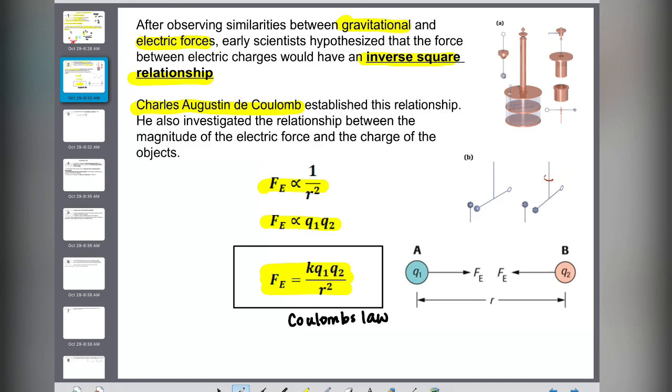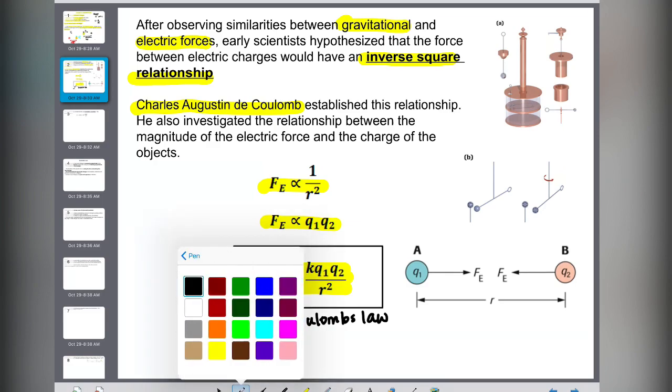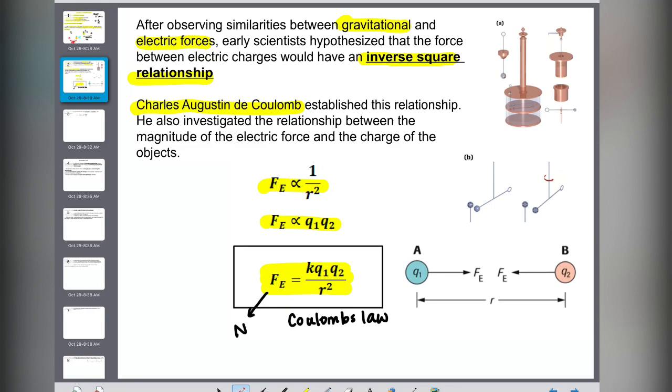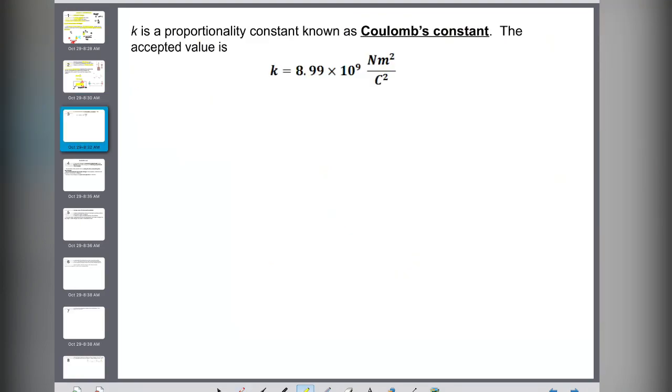Okay, studying it a little bit. Fe is measured in newtons. The Q's are measured in coulombs, as we talked about. Distance is measured in meters. Now if you take a look at the k, it is a constant again, very similar to the capital G in Newton's law of gravitation, but this time for Coulomb's law. This is called Coulomb's constant, k, and this is the value.